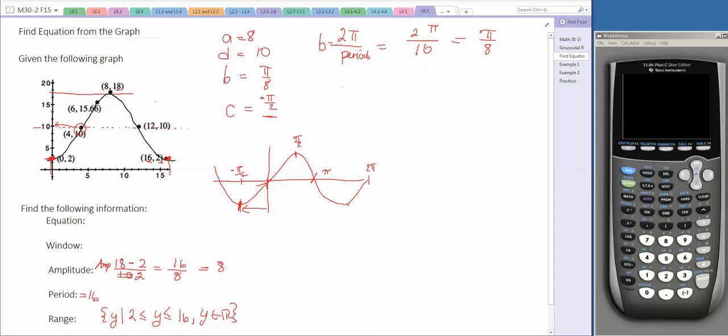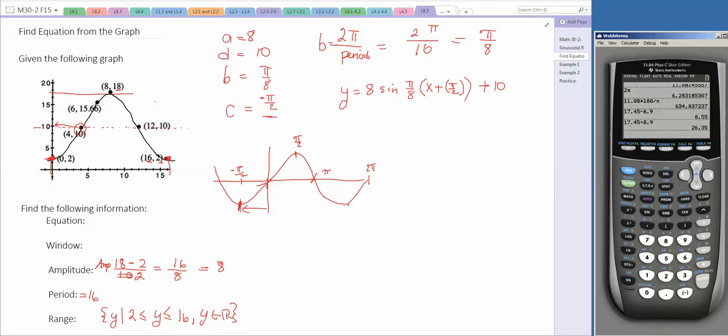Okay, so we can write our equation. Y is equal to 8 times the sine of pi over 8 times x plus pi over 2. Remember, that's plus, subtract negative, that gives us a plus, and then we have plus 10. Now, I'm going to enter this data, and I'm going to see how closely we've gotten to our equation.